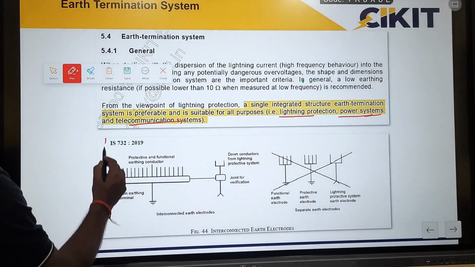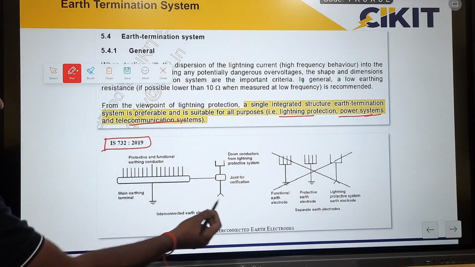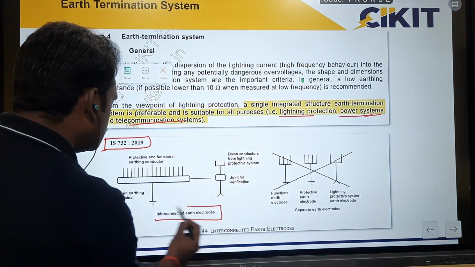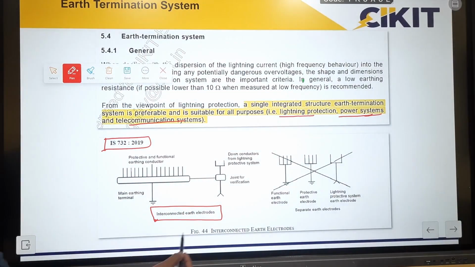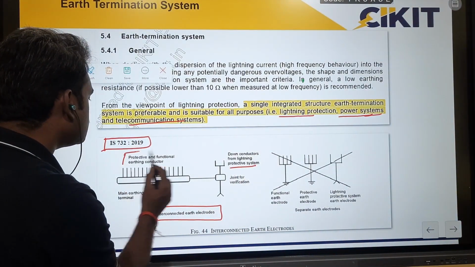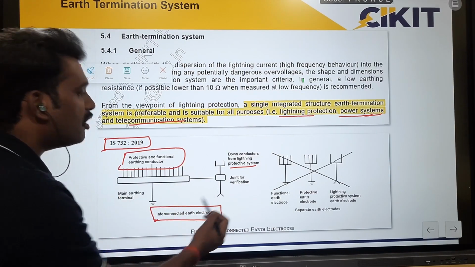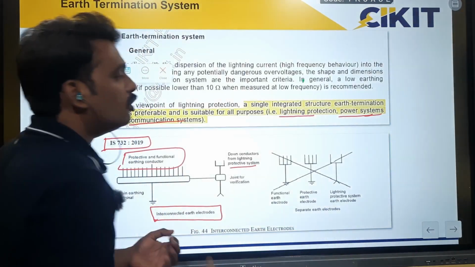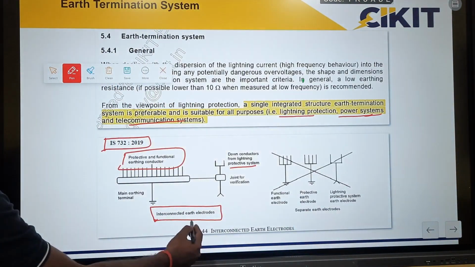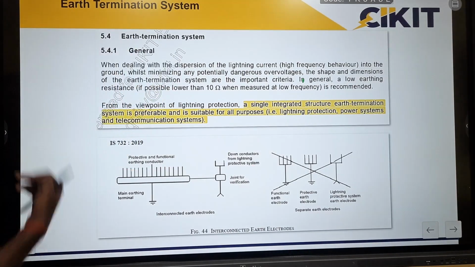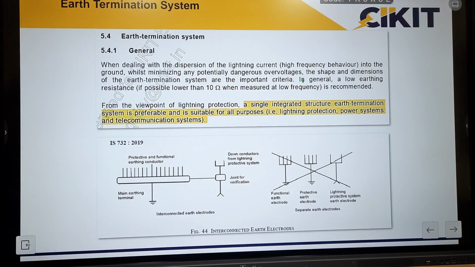So this is the reference from IS 732. In IS 732 also they have clearly mentioned that interconnection of earthing systems is preferred. Here they have shown the down conductor for the lightning protection system, and this is for the protective and functional earthing system. So all these earthings are interconnected. They have clearly shown in the image that separate earthing is not preferable, and we have to go for this interconnected earthing system. So this is the reference from standard 62305 and IS 732.